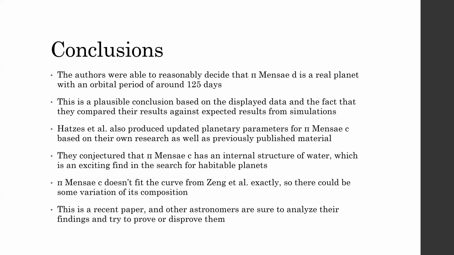Hatzes et al. also updated some planetary parameters for Pi Mensae c, the transiting planet that was discovered by Jones et al. in 2002. And they were able to conjecture that Pi Mensae c has an internal structure of water. This is an exciting find in the search for habitable planets because, as we mentioned earlier, that is one of the motivating factors for attempting to detect exoplanets. Although one thing must be noted is that Pi Mensae c doesn't exactly fit the curve from Zhang et al. So this could indicate that there could be other elements making up a significant portion of the internal structure of Pi Mensae c.